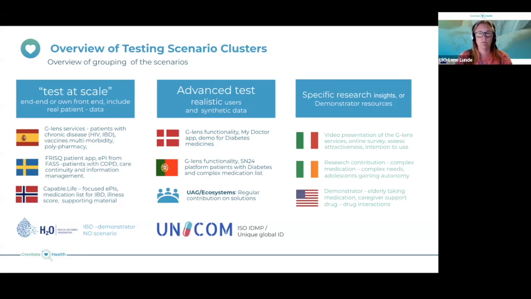And we also have regular contributions from our user advisory group and also the ecosystem that provide valuable data on the progress as we are in the development phase. And on the left side, you see the testing at scale that is planned for patient cohorts in Spain, Sweden, and Norway. These tests will utilize actual patient health data with their own personal health data to evaluate the G-Lens real-world applicability and impact.